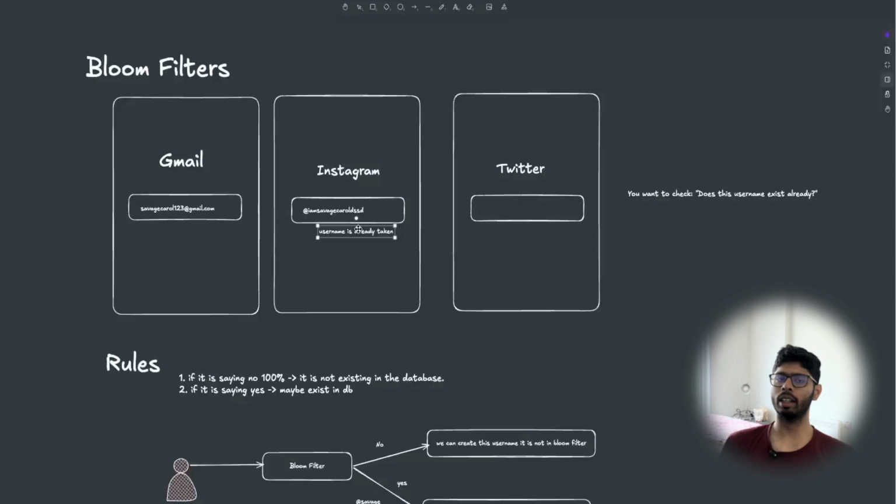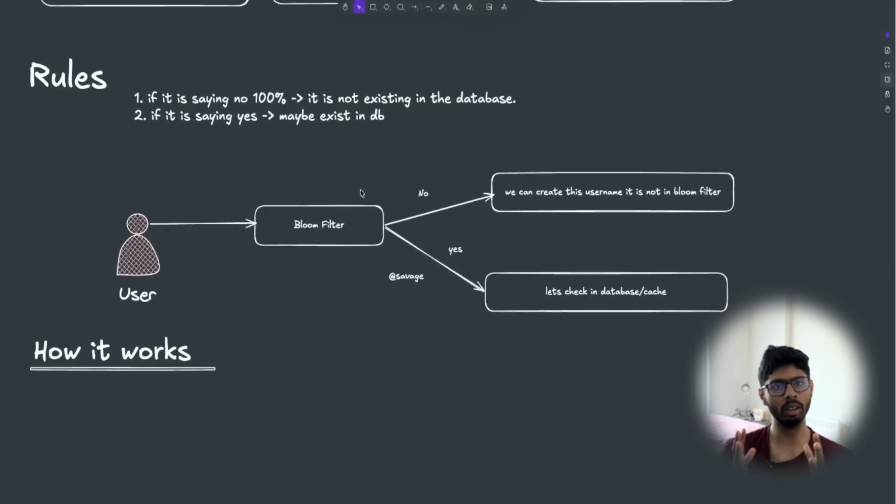One solution that can come to your mind is to simply go to the database, search for a string, and give back the response. But when you have billions of records, this will not work. You have to come up with a smart solution. So the smart solution is going to be bloom filters. So let's talk about what bloom filters are now.